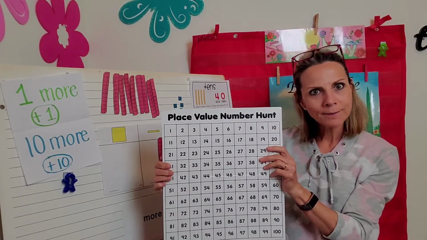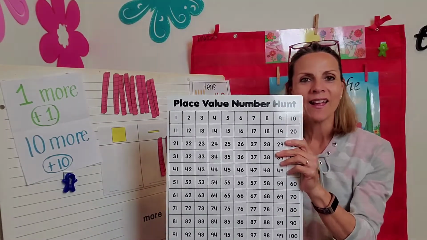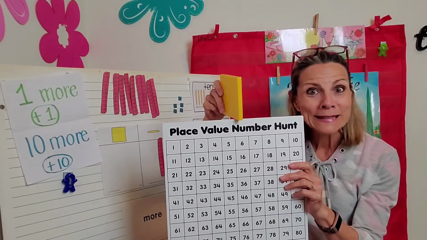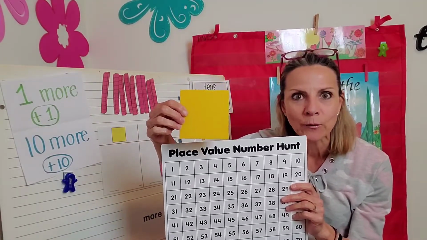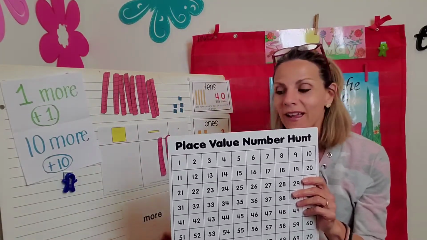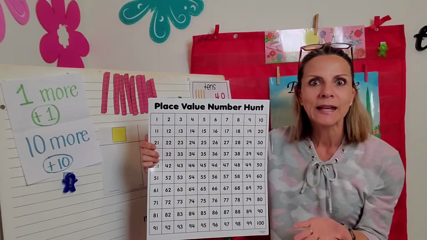You know what? This reminds me of something we were using before our break. Remember that 100 flat? This is a 100 flat. The 100 flat contains 100 counters all glued together. This 100 chart is exactly the same. These are little squares glued together.